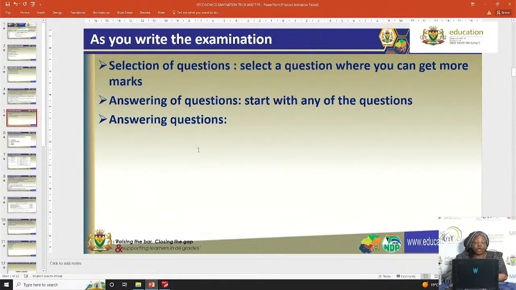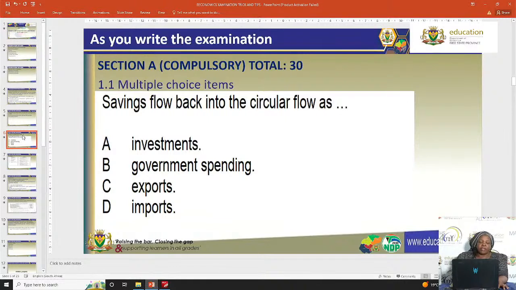But remember, don't renumber the questions. Now that you have started with question 5, it must still remain question 5, but it is the first question you attempted. That is very important. Let us look at how you now respond to the questions, now that you have decided on the questions and the order in which you are going to respond to them. The first section, section A, which would be your question 1, your 1.1 would be your multiple choice.